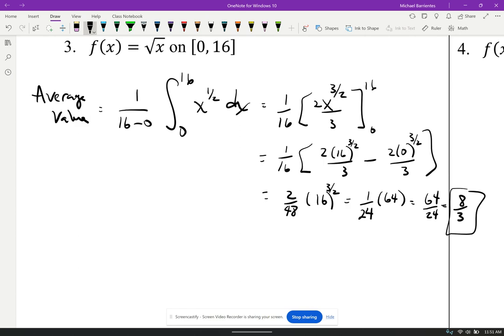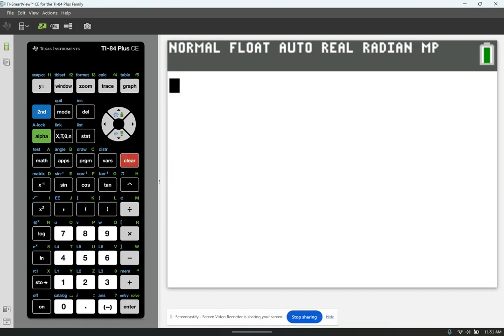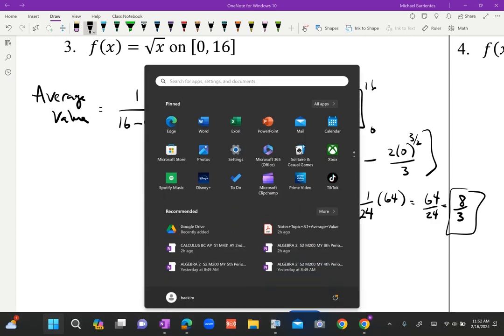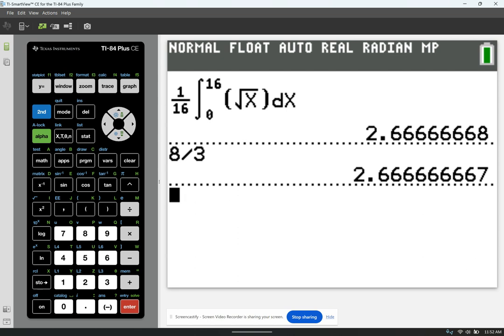Now, is that correct? Well, let's check it on the calculator real quick. Let's clear this stuff out. So we're going to do a fraction and say 1/16 times the integral, math 9, from 0 to 16 of the function square root of x dx. And if I press enter, bam, that's what I get. What did we say it was? 8/3. Is that 8/3? 8 divided by 3? Oh, it is that answer.